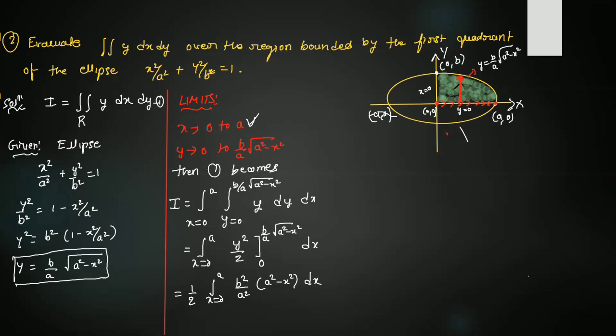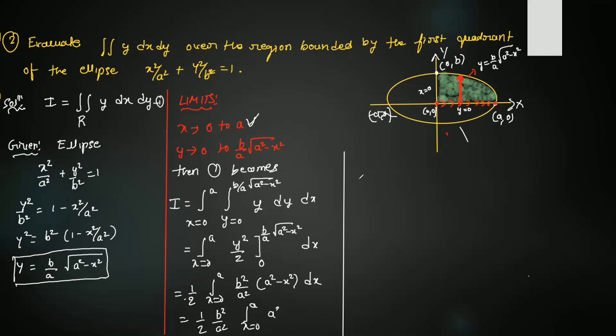When you're taking 1 by 4, you're talking about the area. I'm not talking about the area here. According to you, it's correct that it is a 1 by 4th area, but I wanted an equation. I want to know how y is varying. So y is varying till this curve, this ellipse. So whatever the equation of the ellipse, I need to consider that total equation. Okay, so I can take the b square by a square outside. So 1 by 2 b square by a square outside. Remaining is x from 0 to a, a square minus x square dx.